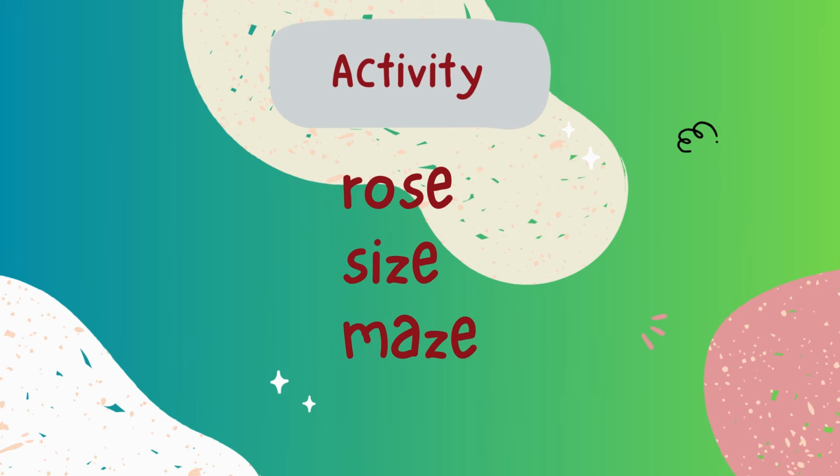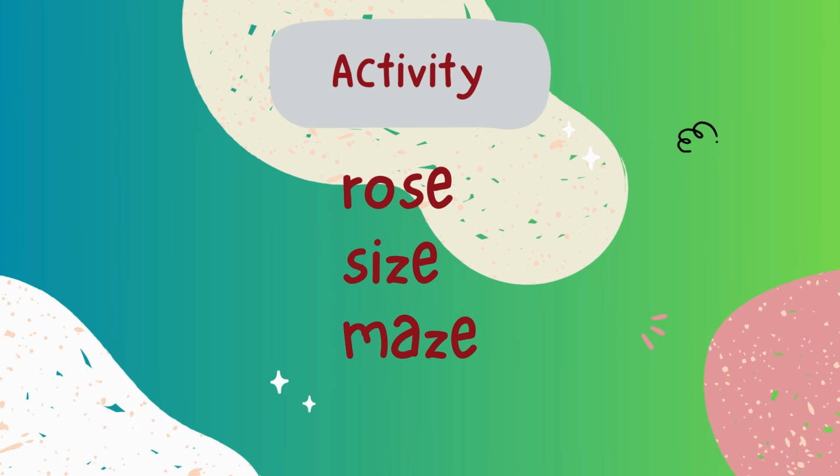Okay, we have an activity here. Rose, size, and maze. For rose, it's initial R, long O, final Z. Size, initial S, long I, final Z. And maze, initial M, long A, final Z. So you give me the outlines. I have already mentioned it.